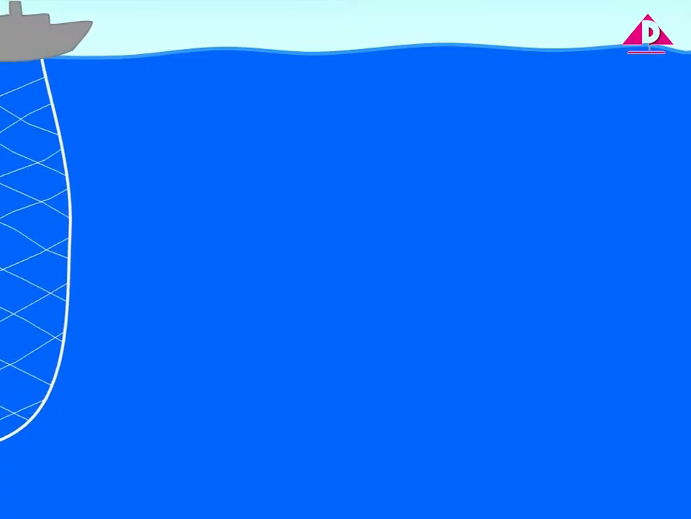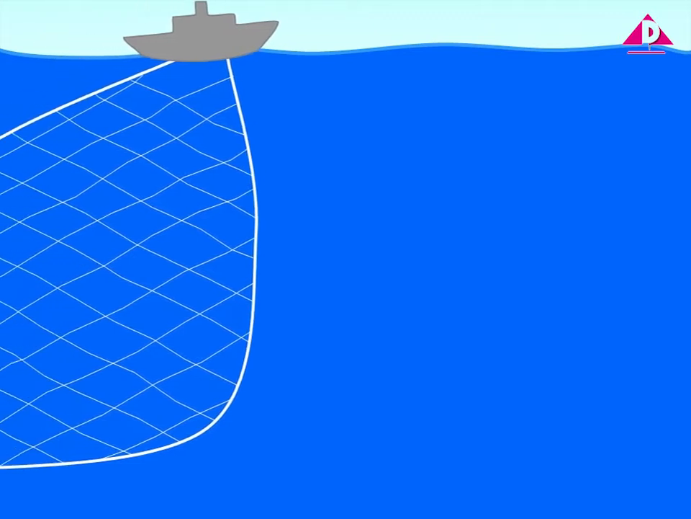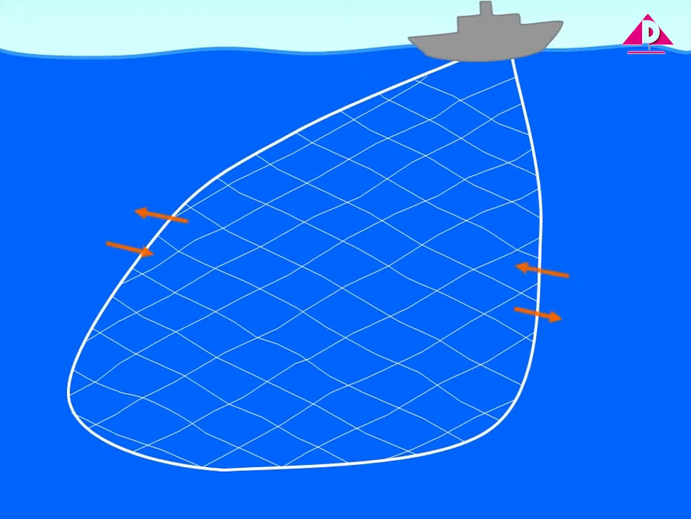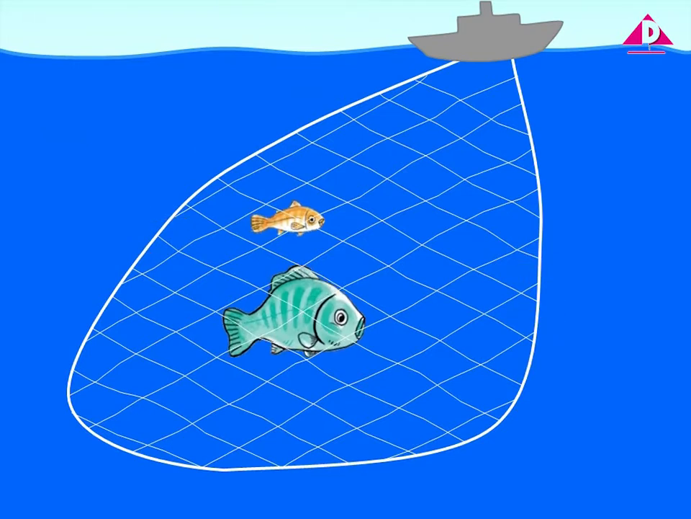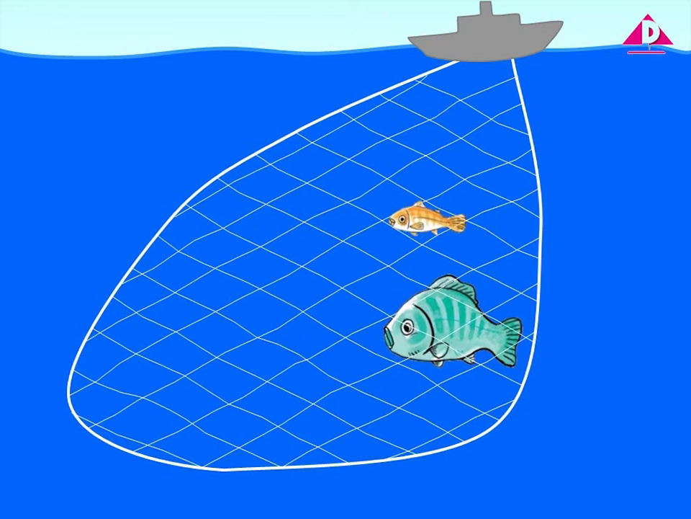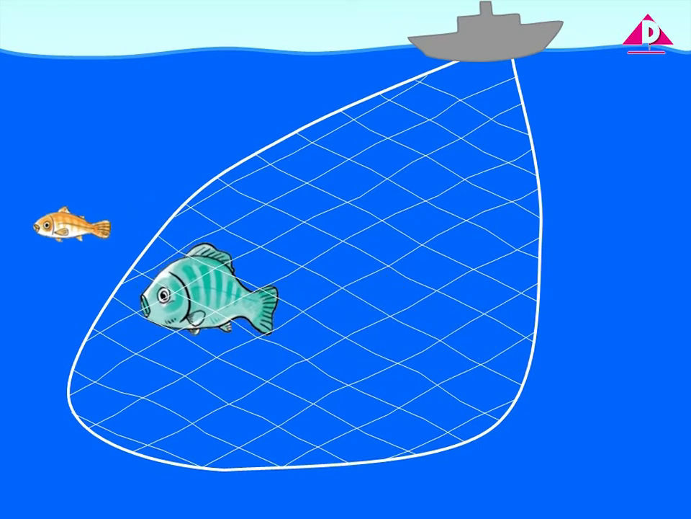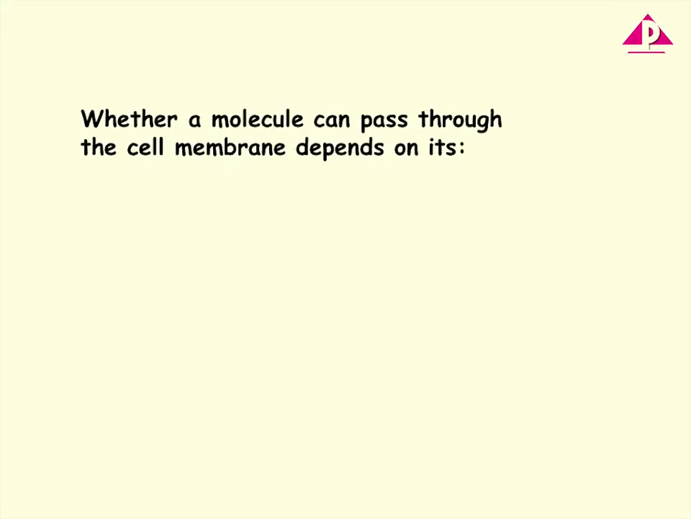Consider a fish net as an analogy of differential permeability. The net has holes that allow water and other substances in the water to pass through freely, but not the fish. Depending upon their size, some kinds of fish might pass through the holes in the net, while others are caught. However, the control of movement of substances across a cell membrane is more than just about molecular size. It also depends on the polarity of molecules.